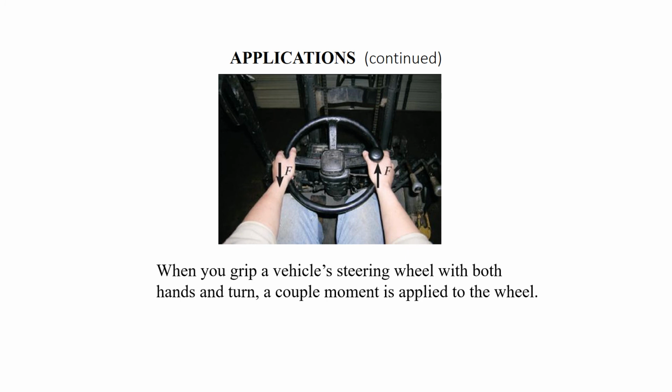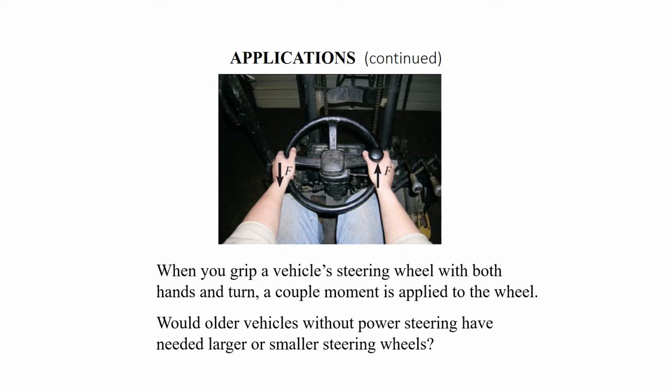When you grip a steering wheel with both hands and turn, you create a couple moment on the wheel. Question is, would older vehicles that didn't have power steering need a larger or a smaller steering wheel? Turns out the answer is you'd want a larger wheel, because the larger that separation distance, the bigger the wheel is, the larger the moment couple that you're going to be able to apply to it.